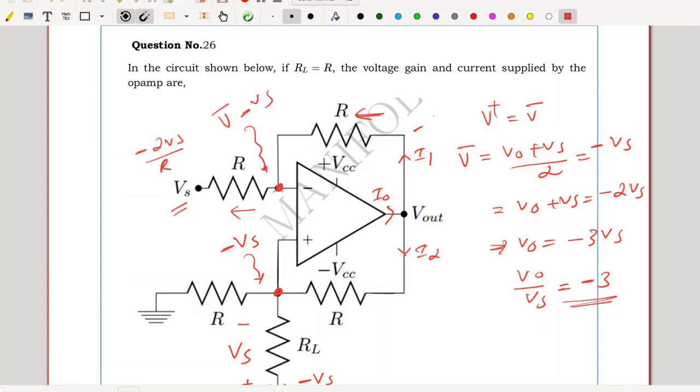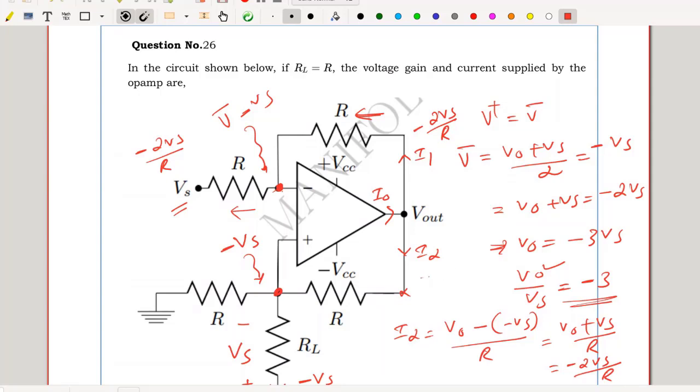So this is minus 2 Vs by R, I1, and I2 is nothing but V out minus minus Vs by R. That's equal to V out plus Vs divided by R. V out is given as minus 3 times Vs. So this is equal to minus 3 Vs plus Vs, so minus 2 Vs divided by R. So I2 is also minus 2 Vs divided by R.